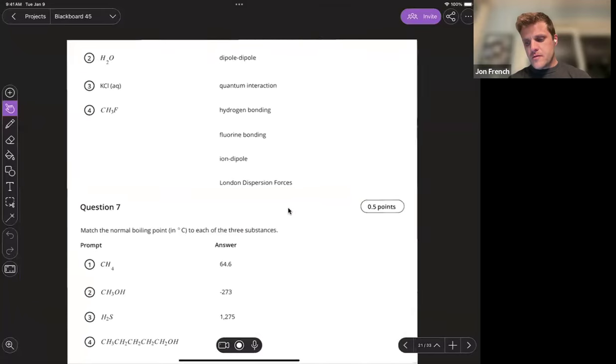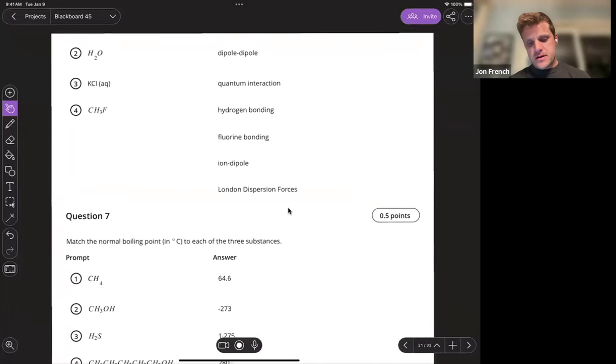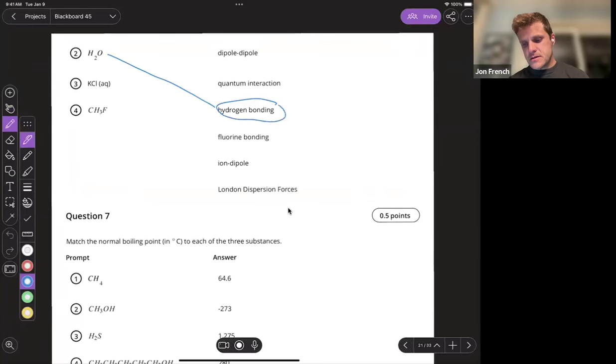All right, water, hopefully we all know water is going to have hydrogen bonding. Potassium chloride, and it's aqueous, so it's going to be in water. So we can have something that is ionic. So that's going to be ion dipole.